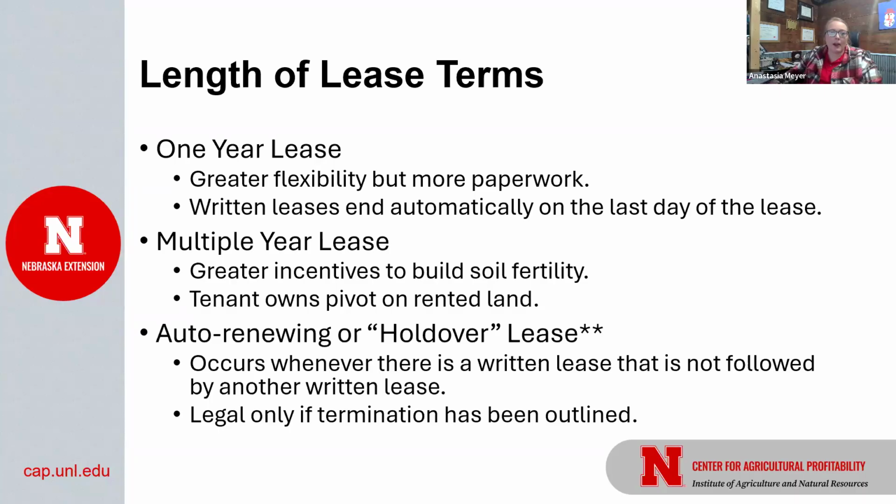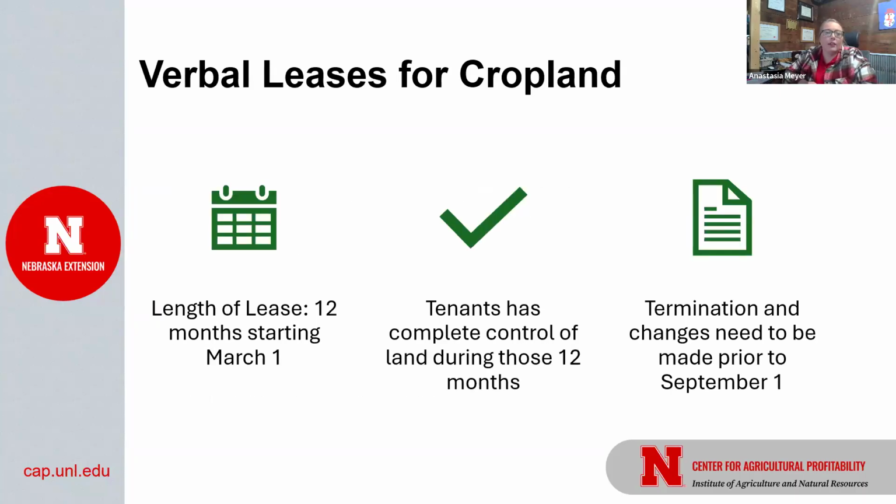So we talked a little bit about verbal lease law. Let's go over the basics of a verbal lease law. If you do not have a written lease at all for cropland, the length of the lease is 12 months. It starts March 1 and it goes for the entire year to the last day of February. If you have a verbal lease or a handshake agreement, the tenant has complete control of that land during the 12 months, meaning that unless you have a written lease that you retain rights, they can file trespassing charges on you if you enter that ground.